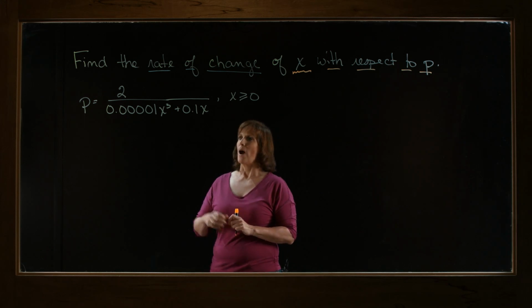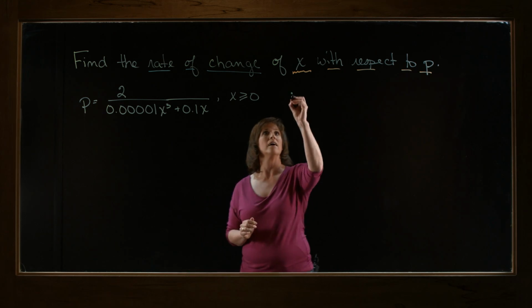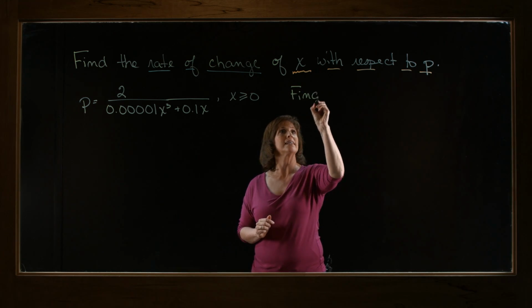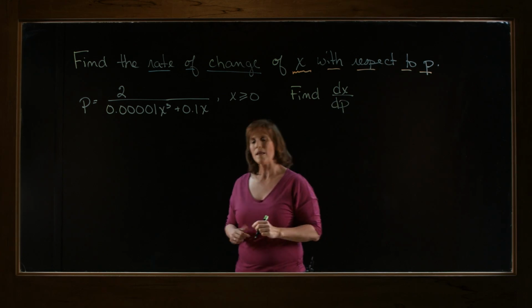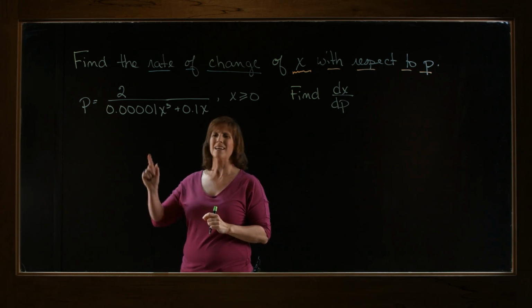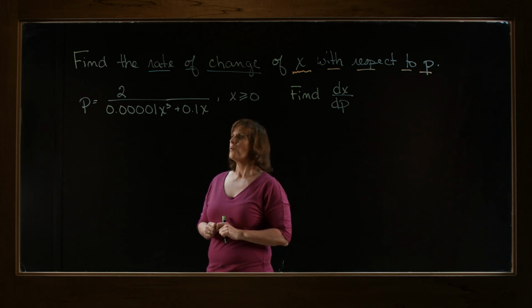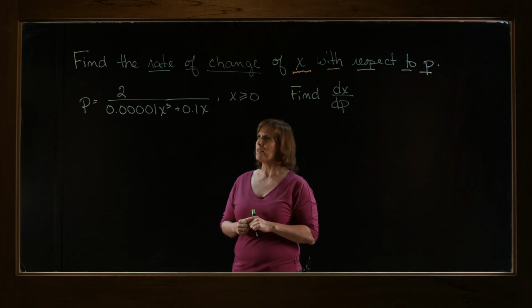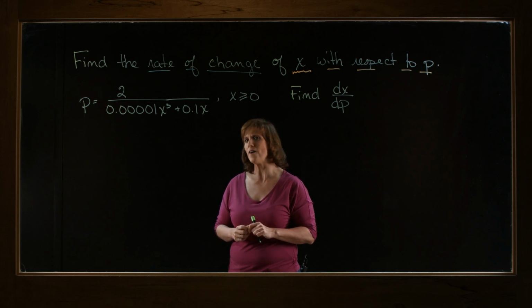All right, so as I look at this, I know that I want to find dx/dp. Well, I mentioned implicit differentiation because I really don't want to solve that equation for x. So I'm ready to get started, but boy, that's going to require using the quotient rule, and it's going to get fairly complicated. I think I may do a little bit of algebra rewriting to see if I can help myself.